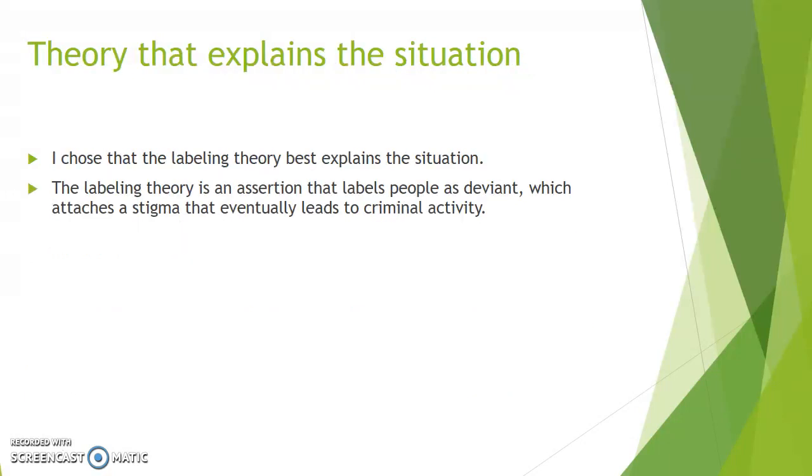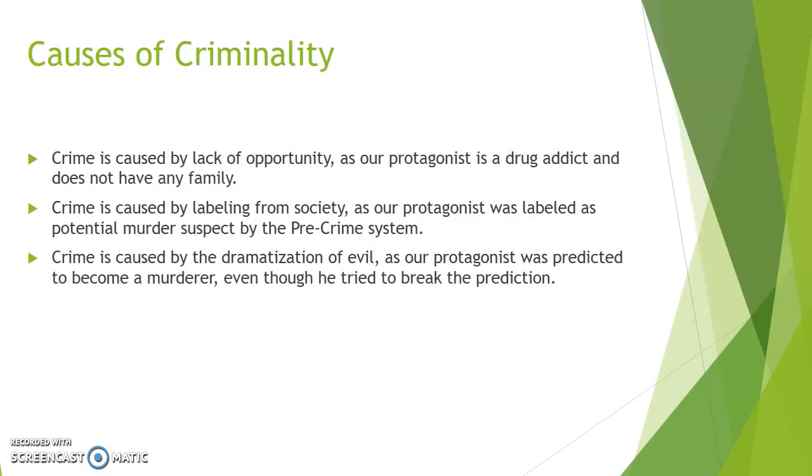And for the theory that best explains the situation, I went ahead with the labeling theory. For those of you who don't know, the labeling theory is an assertion that labels people as deviant, which attaches a stigma of criminality that eventually leads to more criminal activity. And of course, that is one of the many causes of criminality.